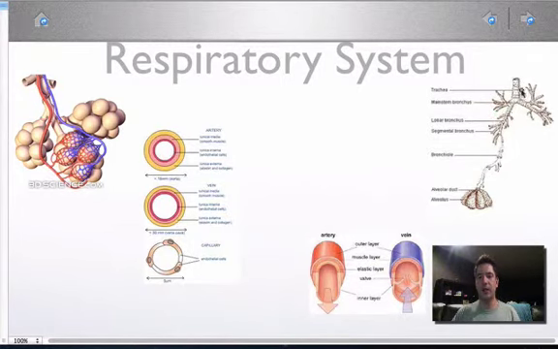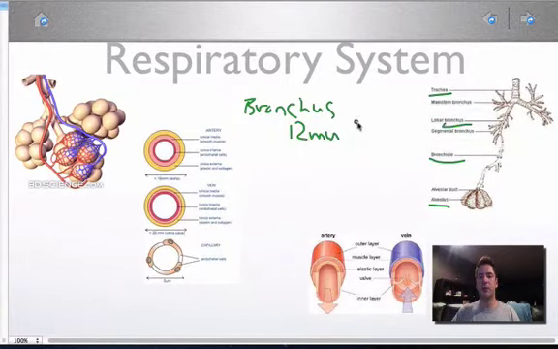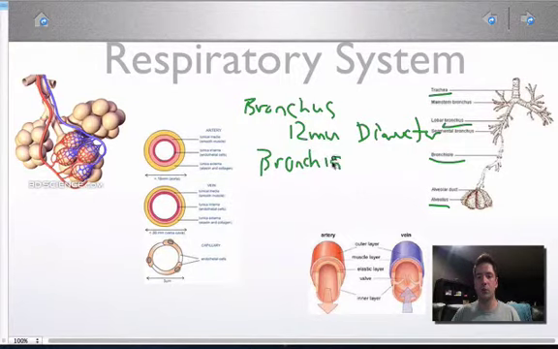Again, this diagram here shows the trachea, the bronchus, the bronchioles, and the alveolus. The bronchus are about 12 millimeters in diameter, so they're very small. But then if we go down to the bronchioles, they are 0.5 millimeters. Now they get even smaller in diameter.